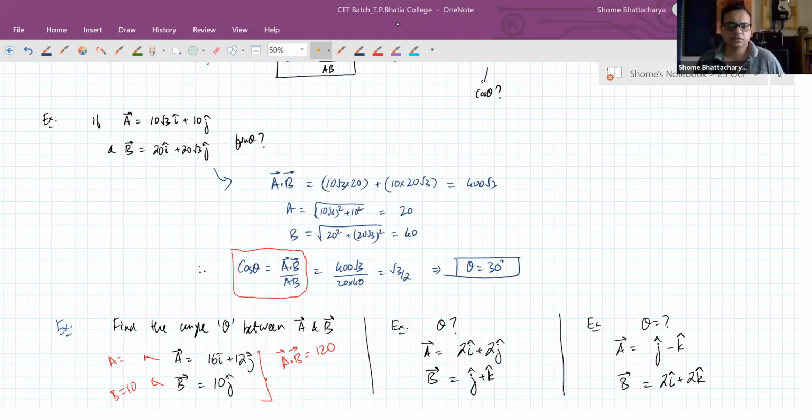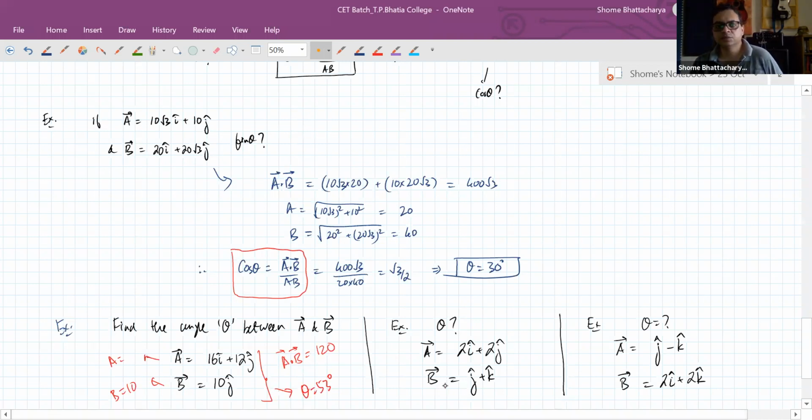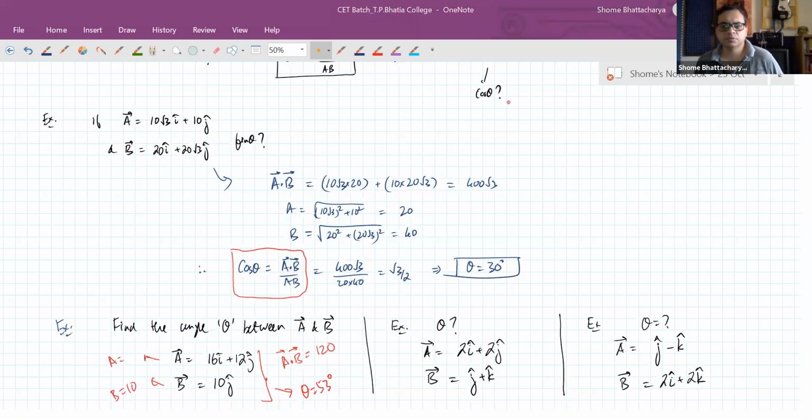Nadeep and Gazanfar, the first one is correct. The answer is 53 degrees. So this one, theta should be 53 degrees. Now calculate the second and third one, please. No, 45 is not correct, people, for the second one.